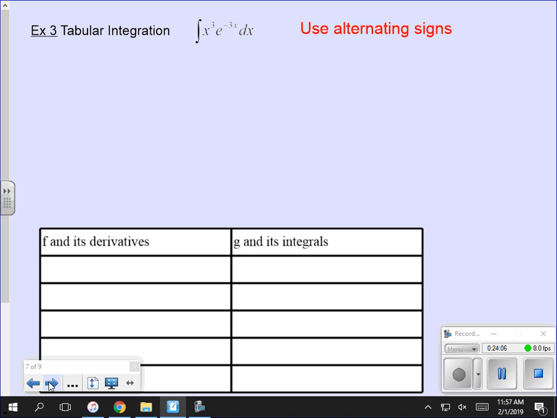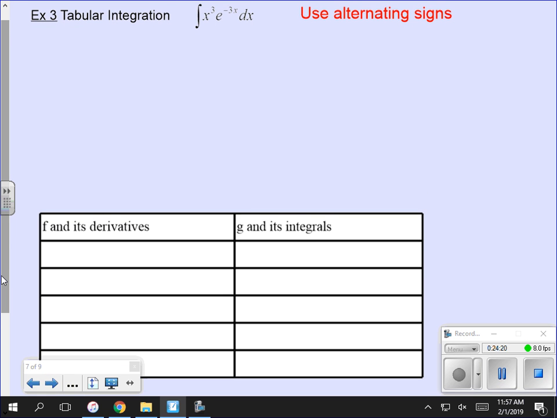So let's do an example here. Use tabular integration, and use alternating signs. You'll see what that does here in a minute. So what I need to do is take those two functions and divide them up into my f function and my g function. My f function is my polynomial, so my f function is x cubed. The other function that's left is e to the negative 3x.